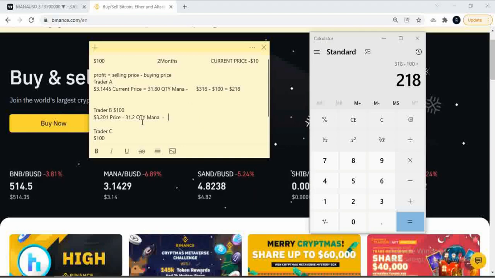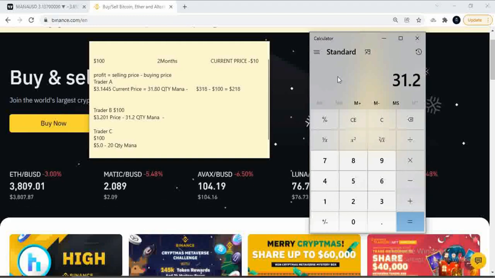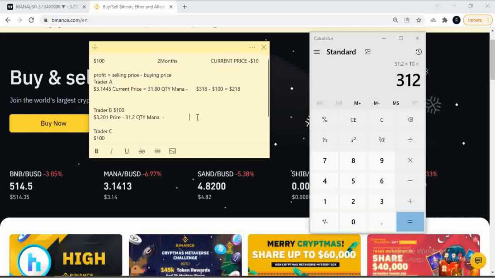Over that time, say he decides to sell his 31.2 quantity, which is 31.2 times the new price, which is $10, and he's able to make 312. You subtract that from his initial investment, which is $100, and you're going to see that trader B is able to make $212.